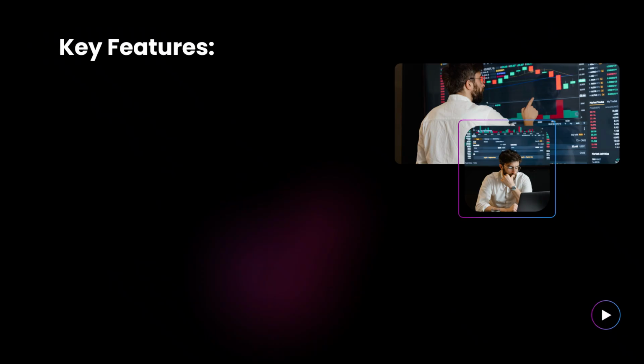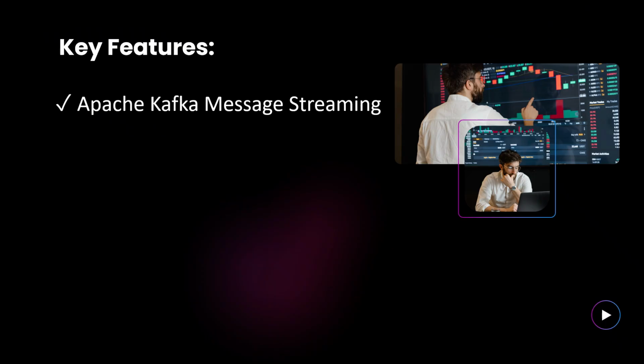Now, let's go through the key features of our Kafka order processing system. First, we use Apache Kafka for real-time message streaming. Kafka handles the flow of order messages between the producer and the consumer, ensuring fast, durable, and scalable communication. Next, all messages are serialized using Avro. This structured, compact binary format makes our message exchange efficient and ensures that every message adheres to the defined order schema.